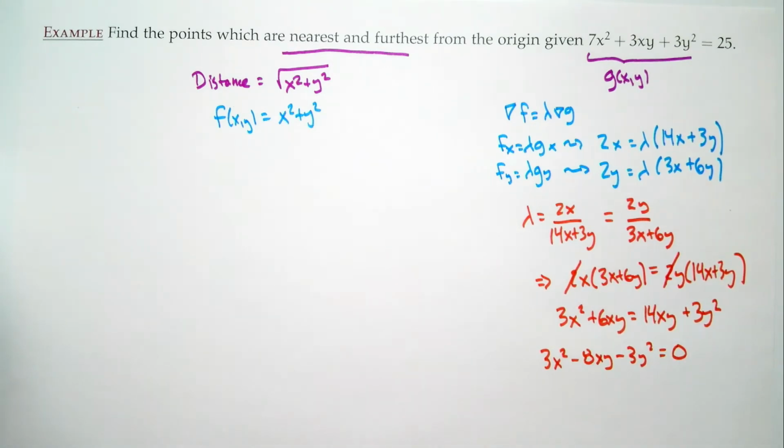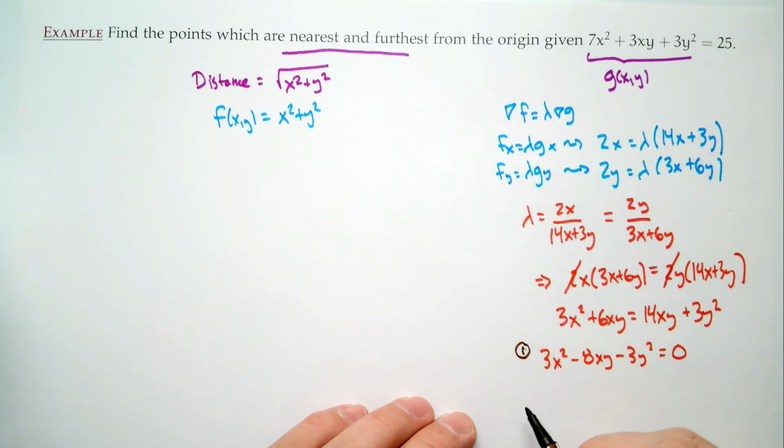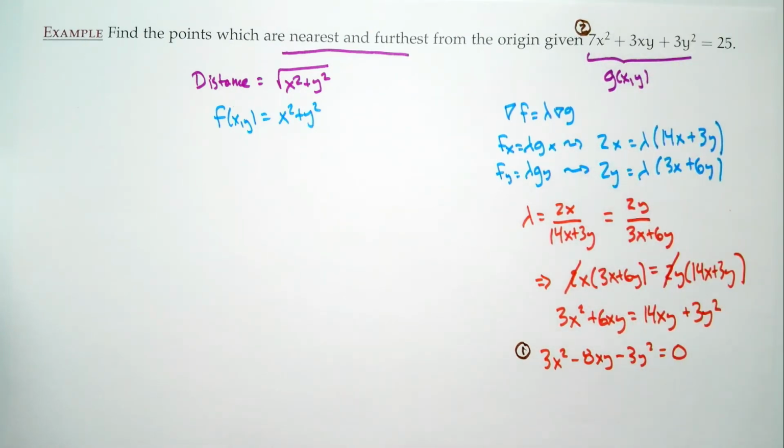So what's going to happen when you do these types of problems is you're going to say gradient of f equals lambda gradient g is going to produce a new equation. It's a new equation that relates x and y. And the reason that this is good is you now have two equations, namely the gradient of f equals lambda gradient of g and your original constraint. Two equations and two unknowns that we need to solve. Now let's look at this expression, 3x squared minus 8xy minus 3y squared. What would we like to be true?